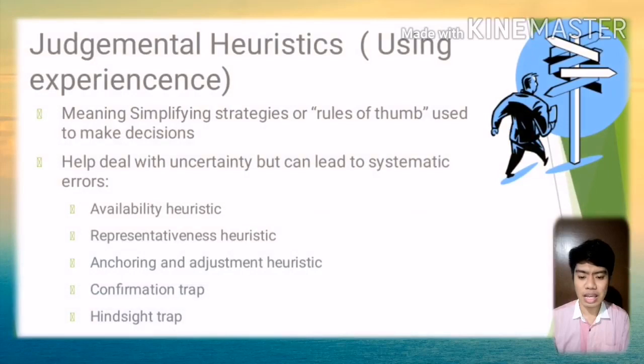Another one is the judgmental heuristics, meaning simplifying strategies or rules of thumb used to make decisions. It helps deal with uncertainty but can lead to systematic errors like errors of availability heuristic, representativeness heuristic, anchoring and adjustment heuristic, confirmation trap, and hindsight trap.